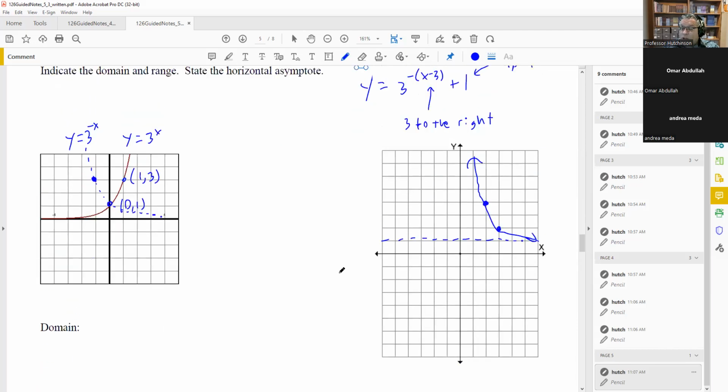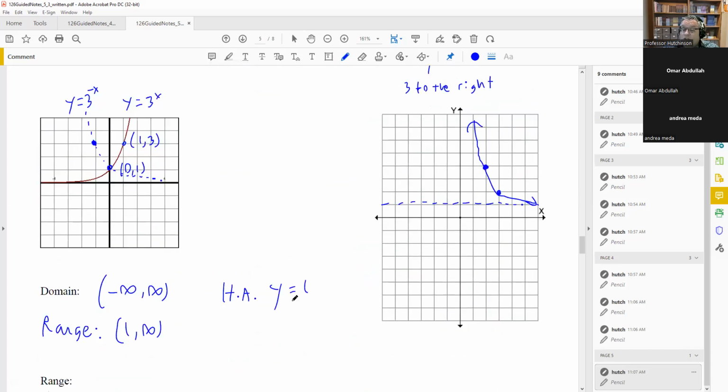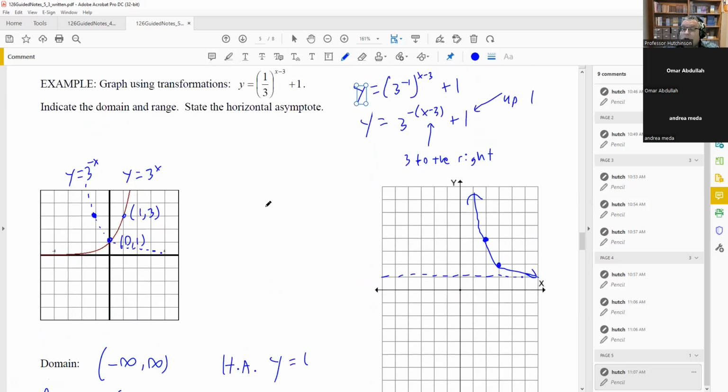Now let's answer these questions based on that. I'll just write them all here since we can just use the graph. So the domain is going to be negative infinity to positive infinity. If it asks for the range, it is going to be from 1 to infinity. And then the HA, horizontal asymptote, is going to be the equation y equals 1. That's the equation for that. Did I do those on the previous one? Yeah, I did that on the other one. So yeah, it asks you for these 3 things on these kinds of questions.